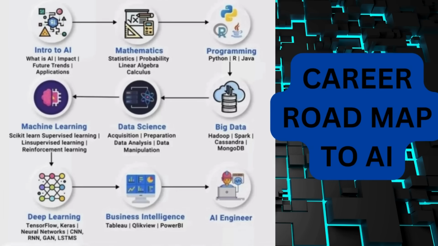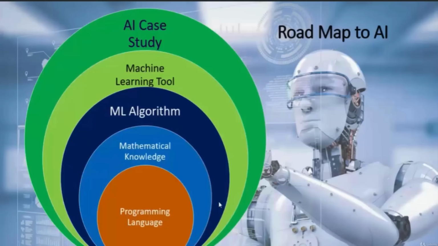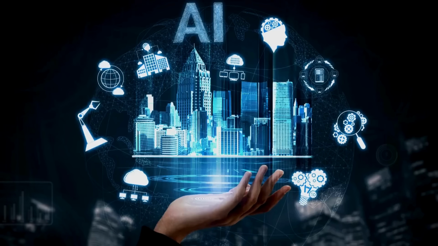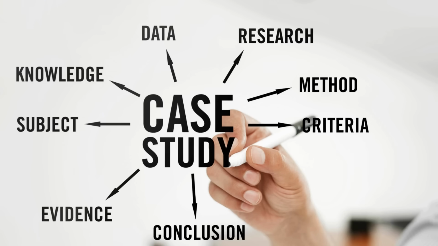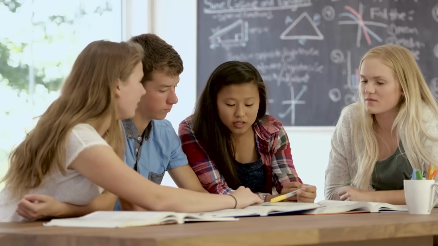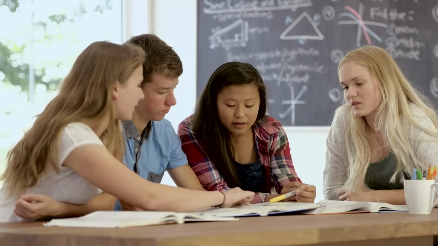Let's look at the roadmap towards AI. In simple words, AI consists of programming knowledge, mathematical knowledge, machine learning algorithms, machine learning tools, and AI case studies. This is the most common roadmap for most AI projects. Although there are other tools like deep learning, NLP, and many more, we will not discuss them now, but we will surely discuss them in the upcoming videos.